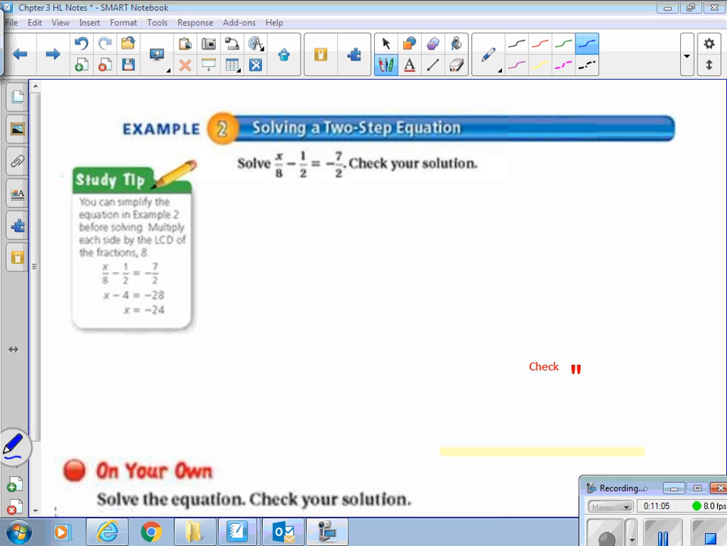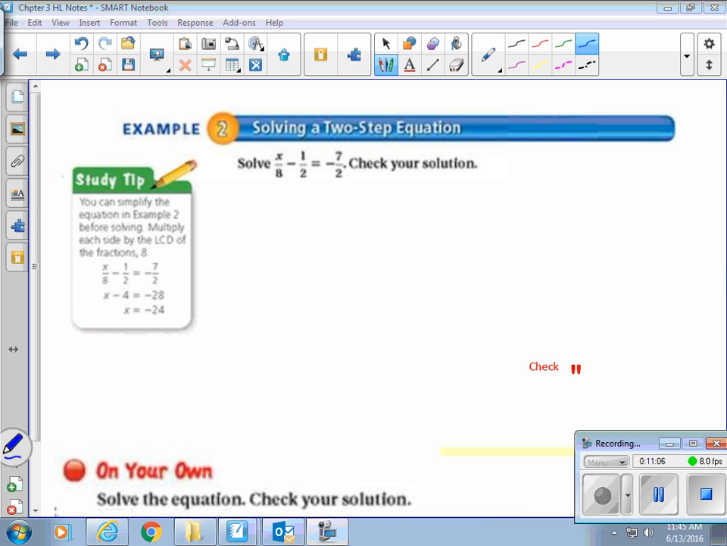So we'll start off example 2 by looking at the addition or subtraction part, which I see a minus 1/2. So we need to undo that first. What's the opposite of subtracting 1/2? We're going to add 1/2 to both sides of the equation.